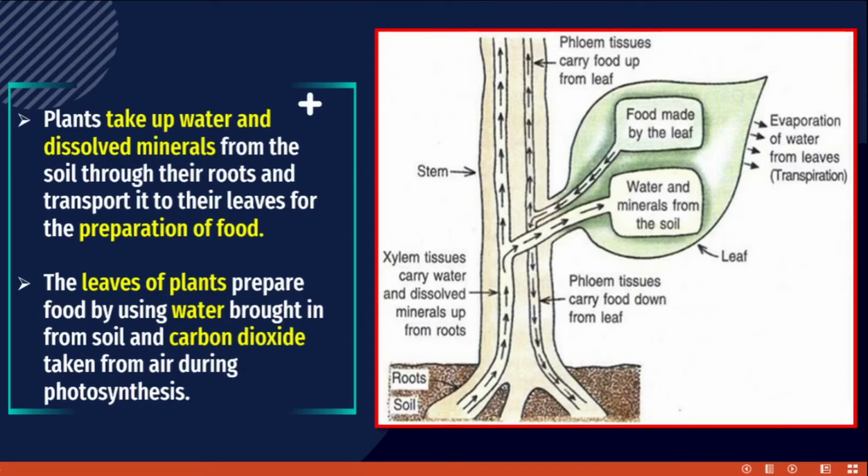Basically, leaves contain a green pigment called chlorophyll. This chlorophyll traps the energy from the sunlight, along with the carbon dioxide, and with the help of water, plants can make their own food. Okay, right.